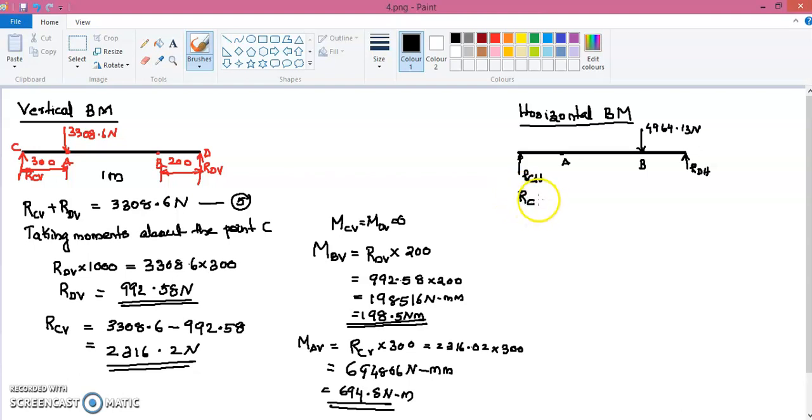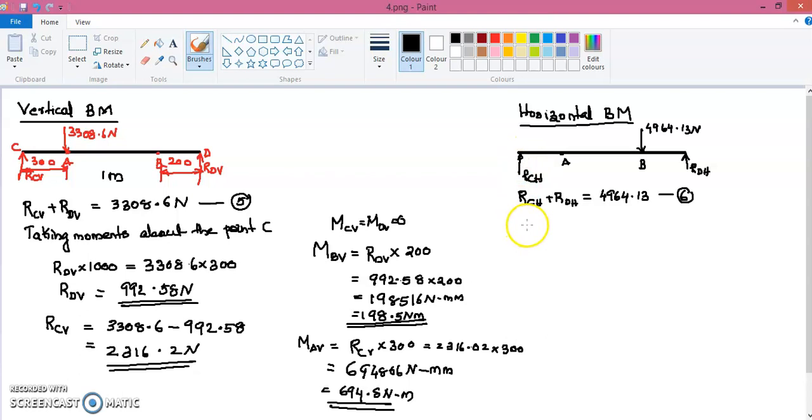So again the same procedure: the horizontal reaction at the point C, RCH, plus the horizontal reaction at the point D, RDH, is equal to the total horizontal force acting. This is equation number 6. Now to find out any one of these forces, we have to take the moments about any one of these points. So I'll take the moment about this point C.